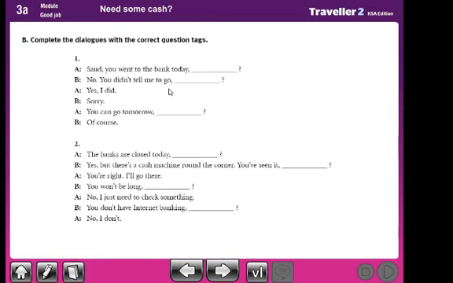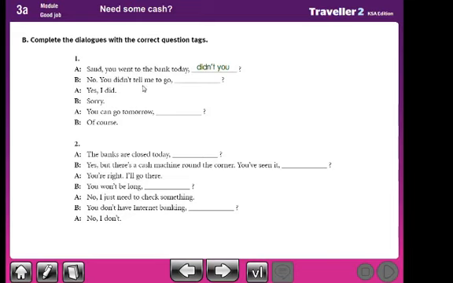Okay, practice. Now practice. Complete the dialogues with the correct question tag. 1. So, you went to the bank today. Went. Here, in the past simple. No auxiliary verb. Yes, use did. The sentence here is affirmative. You make it negative. Didn't you?